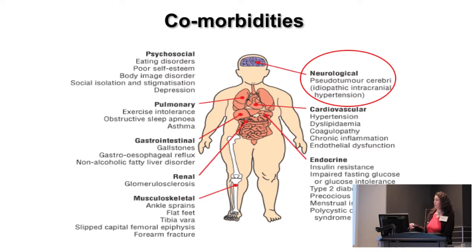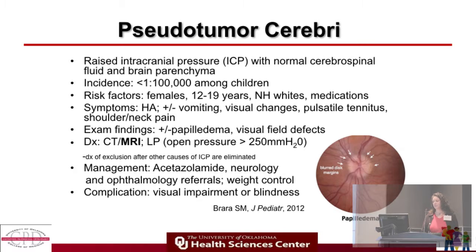And I'm going to start with the neurological system and pseudotumor cerebri. And again, this isn't debatable. This is just as it is. Some of our obese kids, and this is going to happen more in teenagers, are at higher risk for pseudotumor cerebri. It's, for the non-providers out there, a raised intracranial pressure with normal cerebrospinal fluid and brain parenchyma. So basically, they have brain hypertension, essentially.